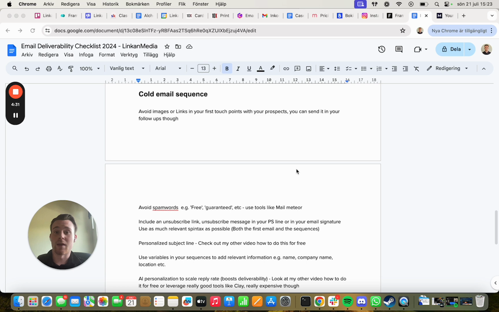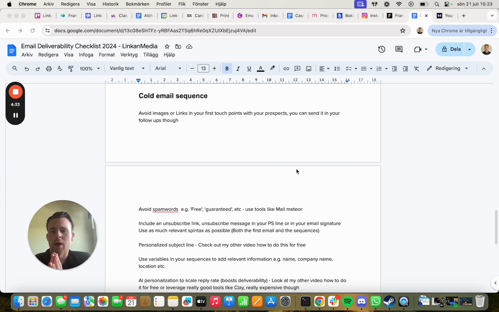Then you have the cold email sequence. So you should always avoid images or links in your first touch points with your prospects. You can send them in your follow-ups though, but the best is just to avoid them basically. Then you should always avoid spam words, for example, free, guaranteed, etc. You can use tools like Mail Meteor to find your spam words in your cold email copy.